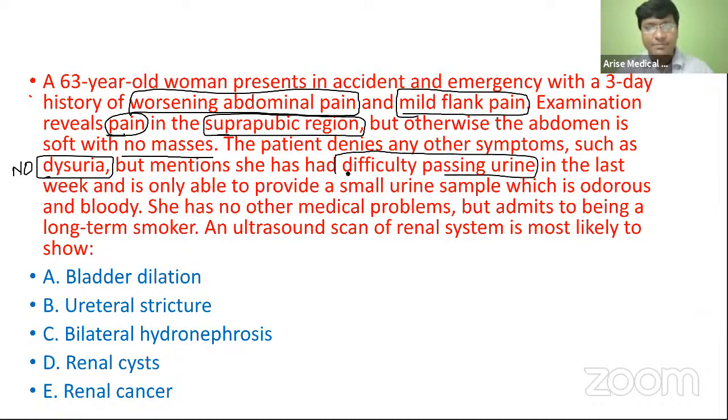So what is the problem? Difficulty in passing urine in the last week, and she is only able to provide a small urine sample, which is odorous and bloody. She has no other medical problems, but admits to being a long-term smoker. An ultrasound scan of the renal system is most likely to show... So please tell me the diagnosis.